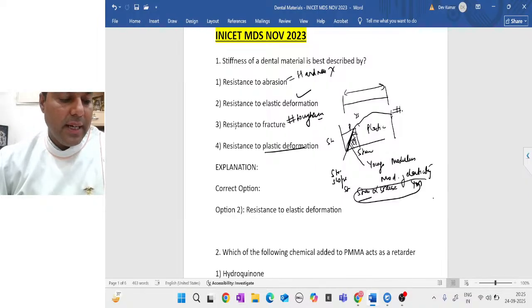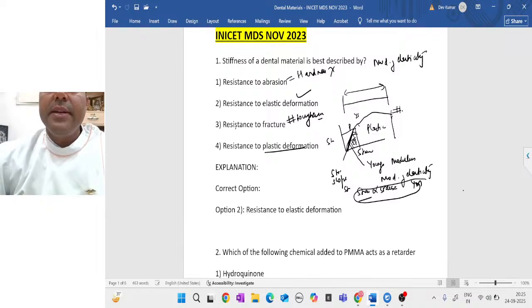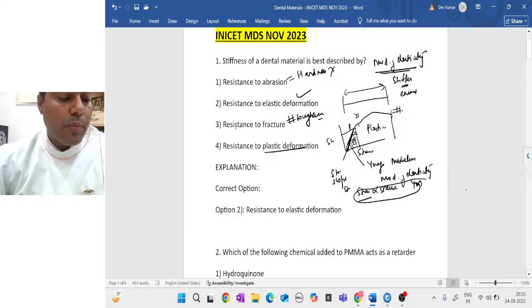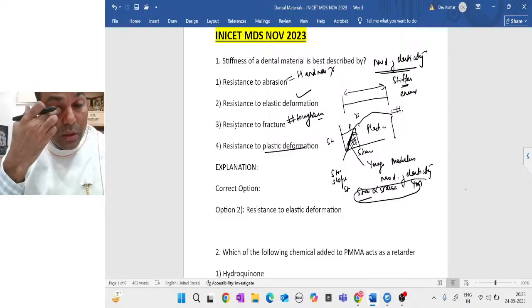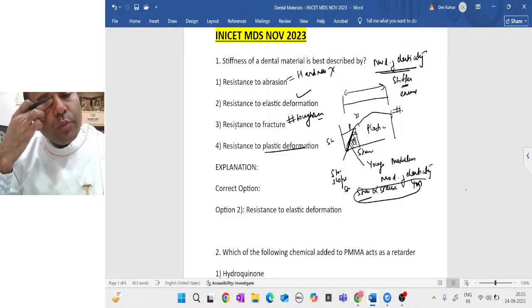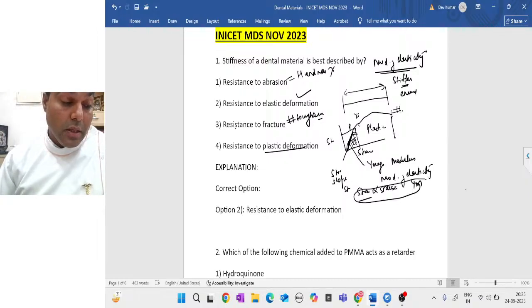Okay, so that means if I say that the modulus of elasticity of any material is high, if I say that the material has a high modulus of elasticity, that means it is stiffer, it is more stiff. For example, enamel, cobalt, chromium. So these are very stiff materials. That means even if you provide load or bending forces, it will not bend, or it will have very little elastic deformation, right?